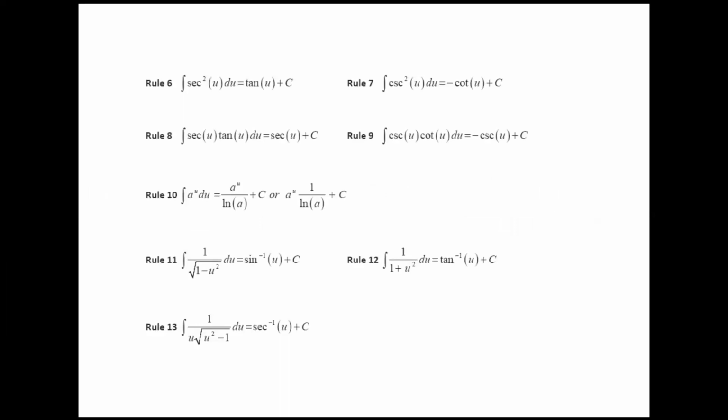The rest of these, we're just going to get by asking ourselves, what has a derivative equal to secant squared? Tangent. Derivative of tangent is secant squared. So there you have it. What has a derivative of cosecant squared?